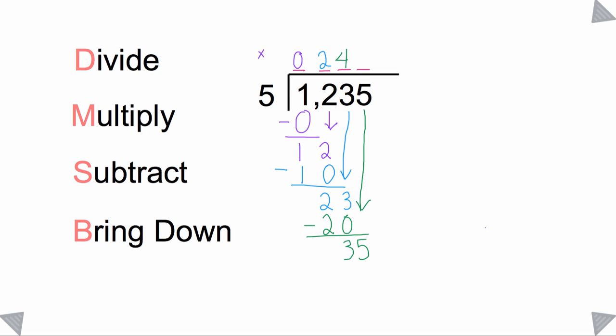Our final parking space. First, we're going to divide. How many times can 5 go into 35? 5 goes perfectly into 35 7 times. 5 times 7 is 35. We subtract. Now I've divided, I multiplied, now I'm subtracting, and I get 0. And there's nothing left to bring down, so we don't have to do that step. When you're finished and you filled up all your parking spaces, you've subtracted and there's nothing left to bring down, you are finished. So our answer is 247.